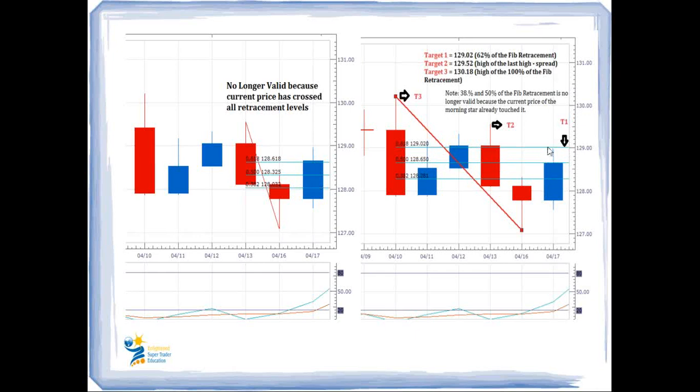So the next highest probability, 99.9999999% that you will make money, is 129.02. The next one is not the high of that. This is your target number 2. Target number 3 will be the last high. However, there are certain elements as well that you can't be greedy.